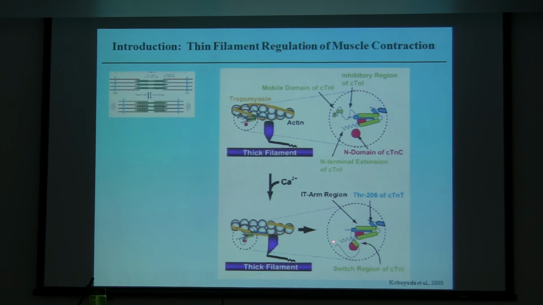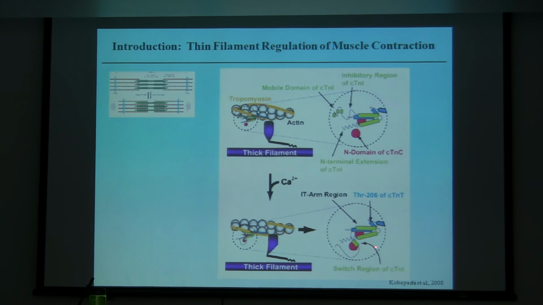In addition, I would also like to note that in this state, the cardiac N-terminal extension also interacts with the end lobe of TNC. However, its role is less well documented, and I will actually be discussing it in further detail in a few slides.